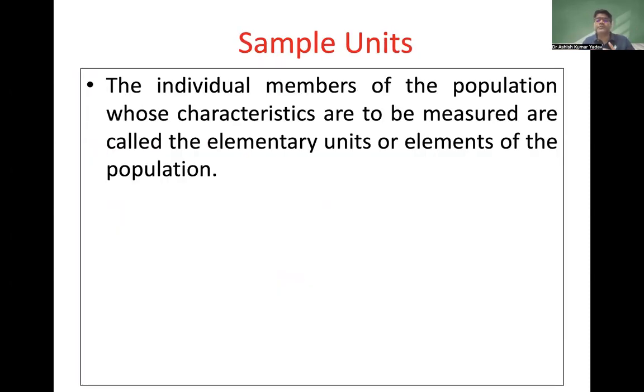Now, we are talking about sample units. The individual members of the population whose characteristics are to be measured are called elementary units or elements of the population. So, the subjects or the units which you are going to study or on which you are conducting an experiment are called your sample units.